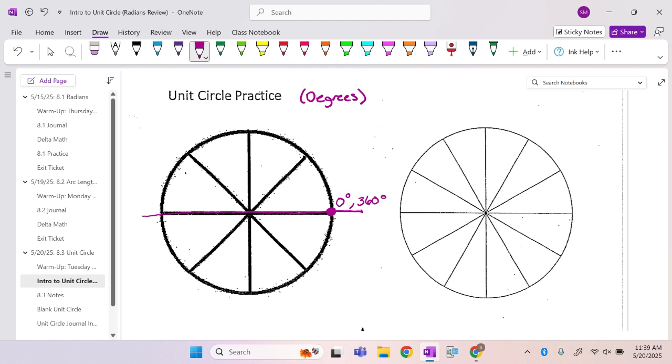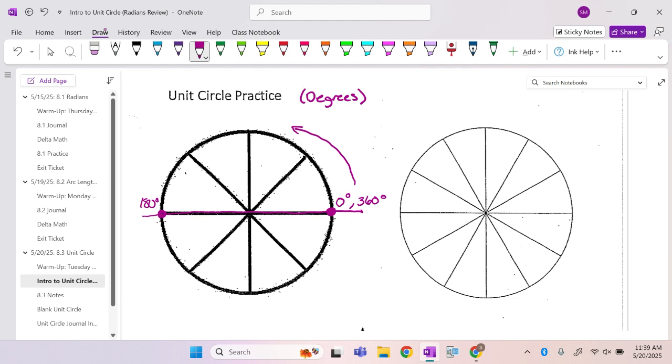Now, if we go half a rotation, so right here, what would this be? 180. So the way the unit circle works is that you always start at 1, 0, or on the x-axis on the positive side of the x-axis. All right, so on the right side of the circle, that's where you start. That's 0 degrees. Full rotation is 360. And you're always rotating counterclockwise. All right, you always rotate this counterclockwise.